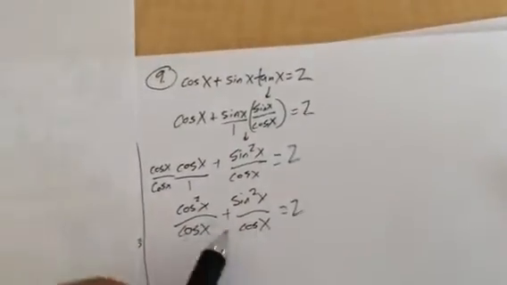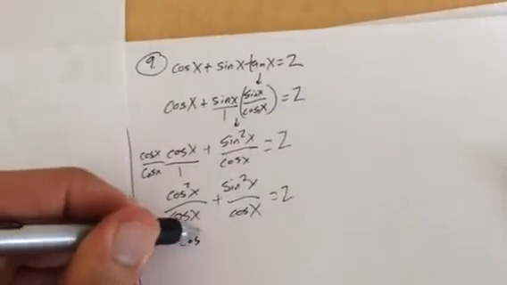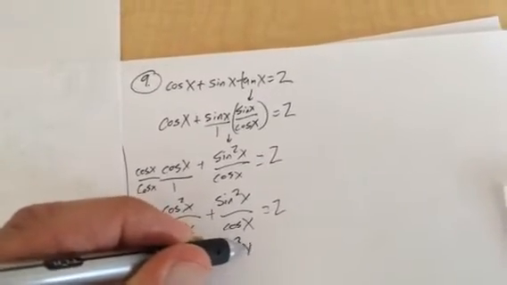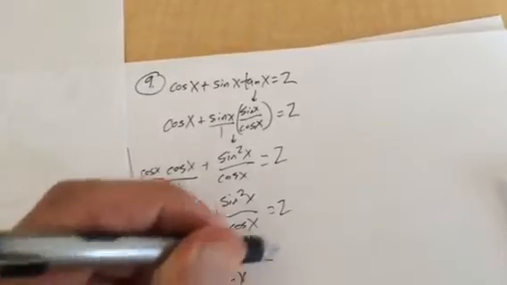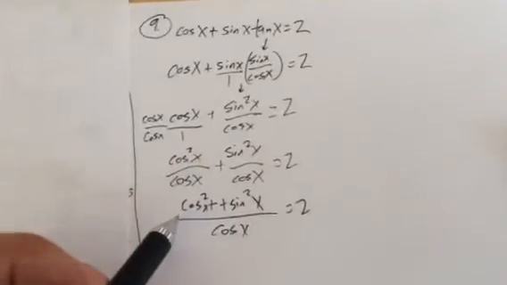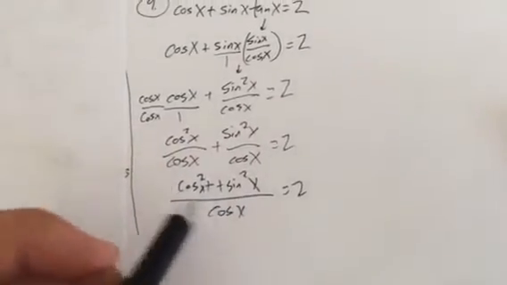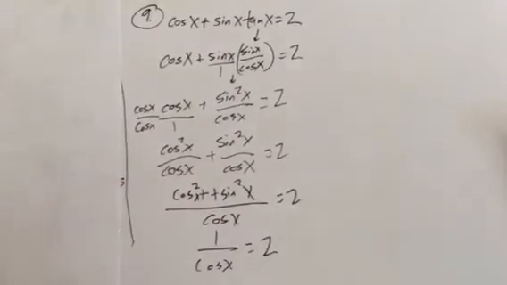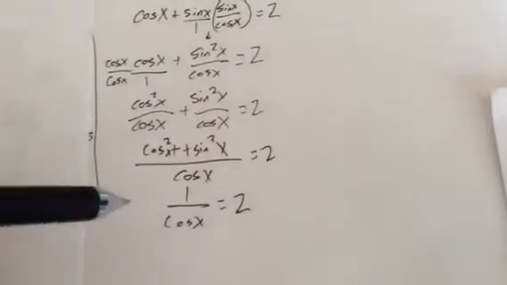Now that I have a common denominator, I can add them together. Cosine squared x plus sine squared x over cosine x is 2. And I also know from Pythagorean identities that this is a 1. So 1 over cosine is 2. Well, that's not bad. So I'm just left with cosine.